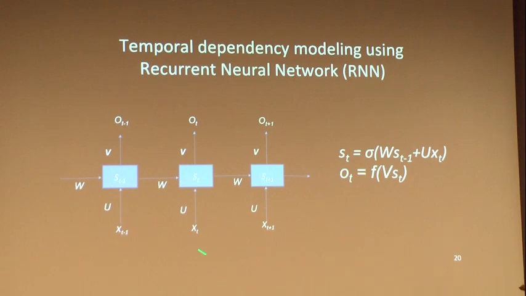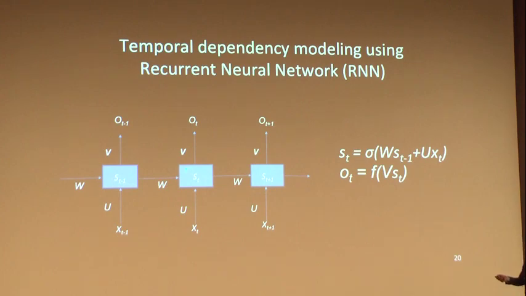The recurrent neural net basically takes a sequential input like xt minus 1, xt, xt plus 1, okay? And it wants to predict something, like ot minus 1, ot, and ot plus 1. So at a time t, given an input xt, the output ot not only depends on xt, but also depends on what happened at xt minus 1. And a recurrent neural net exactly captures this.